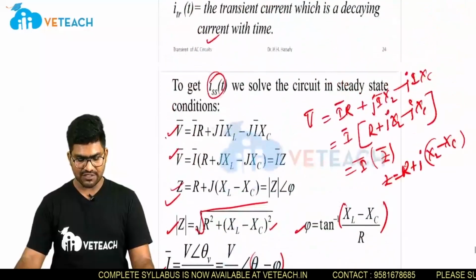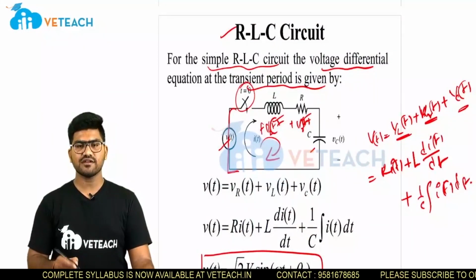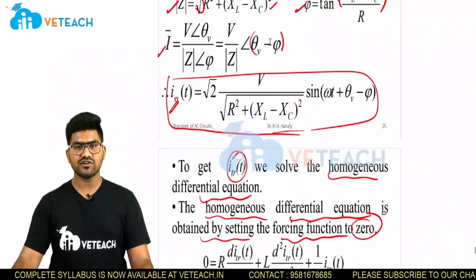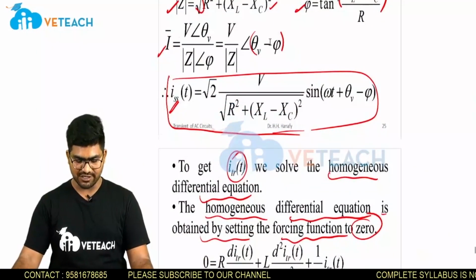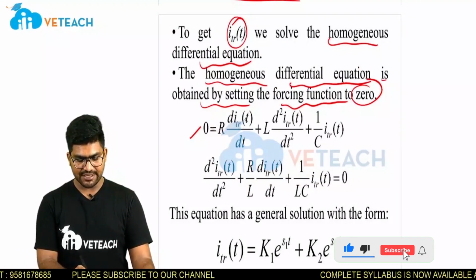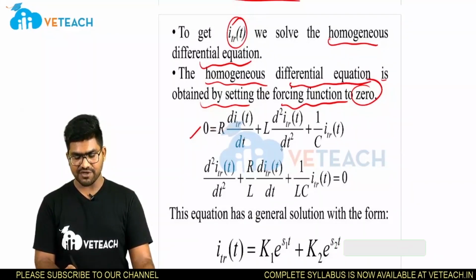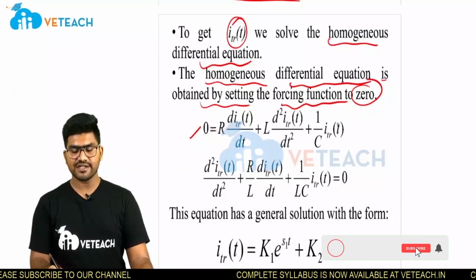So the above equation I am making equal to 0. I mean, I am doing the short circuit. To get the transient current, I am making the circuit short circuited, meaning the supply is getting short circuited. So from there, 0 equals R into d i_tr(t) by dt plus L into d square i_tr(t) by dt square plus 1 by C into i_tr(t).